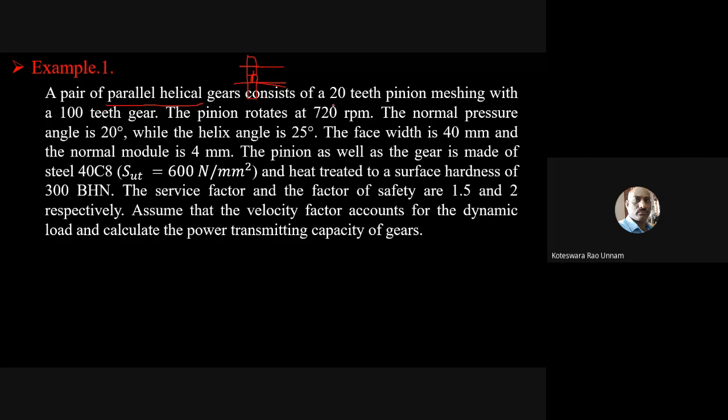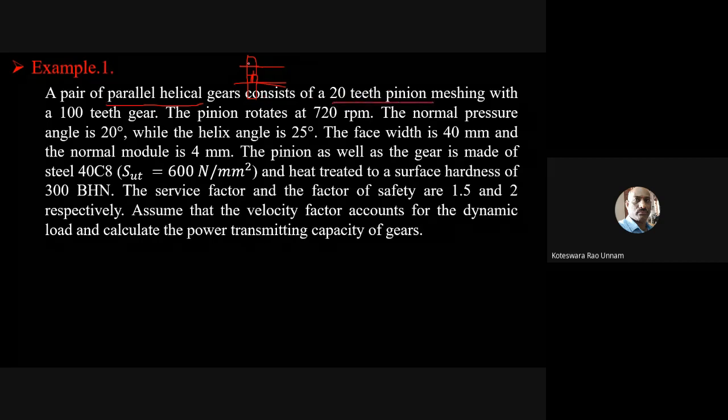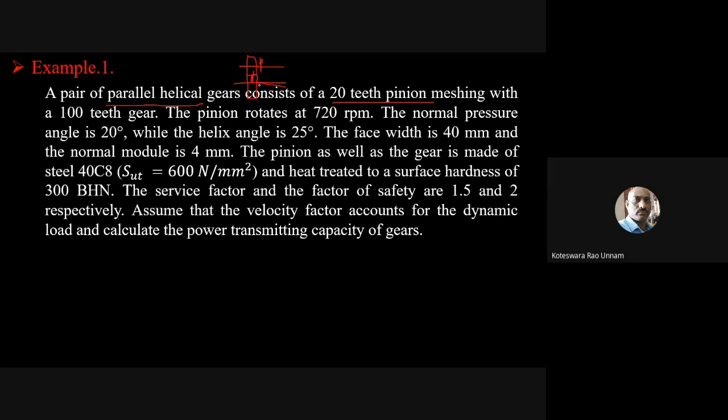It consists of 20 teeth pinion. So let us say this is the pinion and this is the gear. On the pinion, the number of teeth ZP is 20. These 20 are the actual number of teeth, not the virtual number of teeth. We need to calculate the virtual number of teeth to design the gears. So ZP is 20 and ZG is 100.